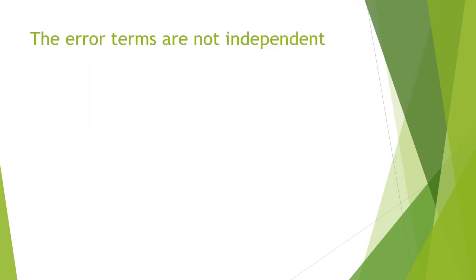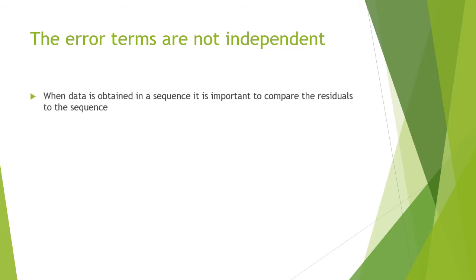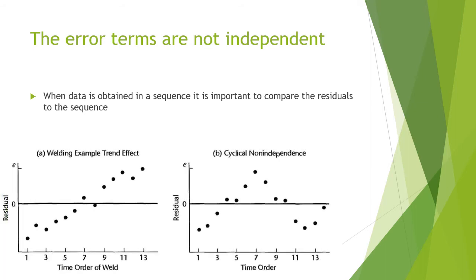In a linear regression model, it is important that the error terms are independent. Residuals can be used to test whether or not this is true. When data is obtained in a sequence, it is important to compare the residuals to the order in which that data was obtained.